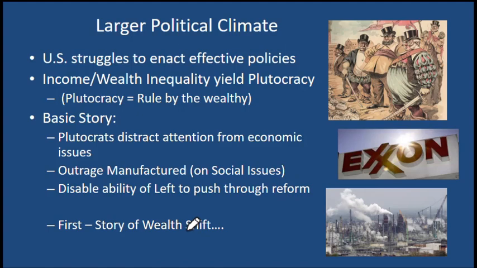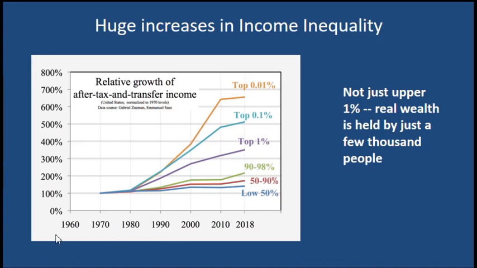First off, here are some quick snapshots of the wealth shift that has occurred. This goes from the 70s to 2018. It shows what has happened to after-tax transfer income, in other words, the ultimate take-home income for the different groups. You can see the top 0.01% have had huge gains up through 2018, whereas most people, the lower 50% and the 50 to 90%, haven't really seen much gain in income. It's really a case of the very, very wealthy getting more and more wealthy.